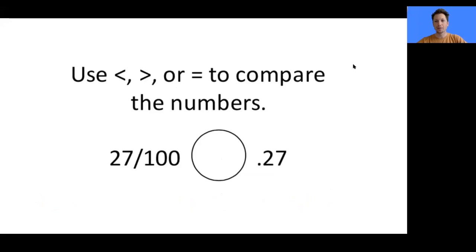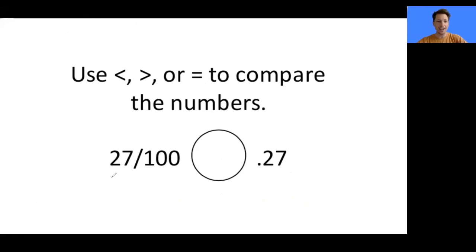All right, so the directions say use greater than, less than, or equal to compare the numbers. I'm going to read the 2 numbers out loud that I have. The first one is 27 hundredths, or 27 over 100. The second one is 27 hundredths, or 0.27.